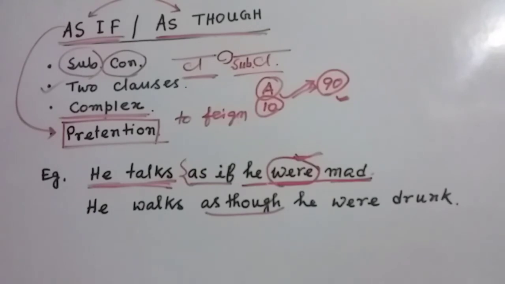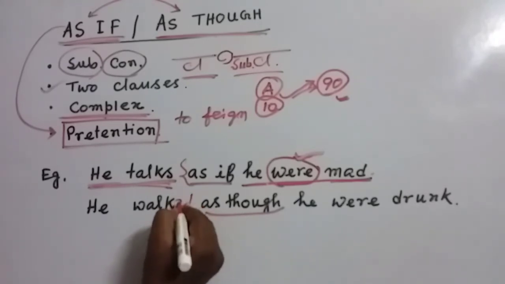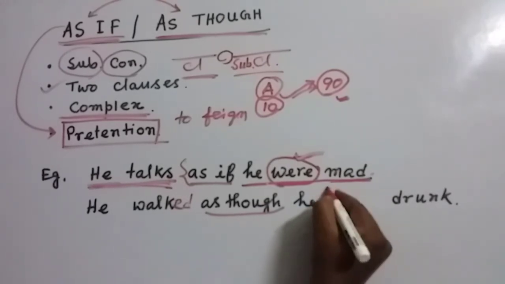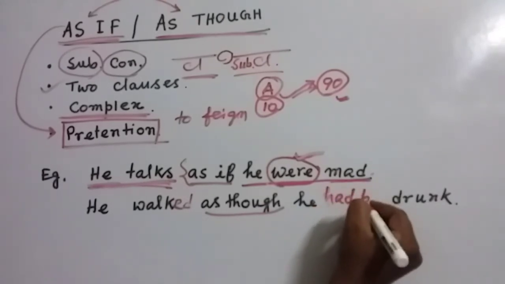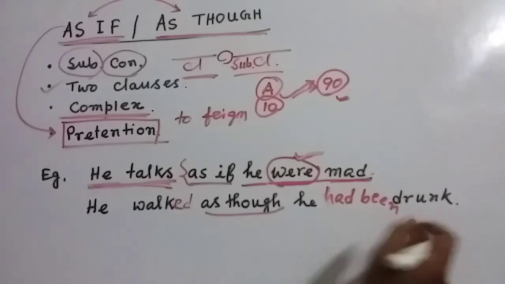And my dear friends, one thing we have to remember always: if the principal clause of this sentence is in present tense, the verb used in the other sentence or the dependent clause must be were. And if the principal clause is in past tense, suppose it is worked, at that time we have to write had been. That means he worked as though he had been drunk.